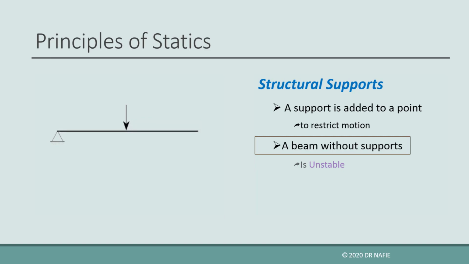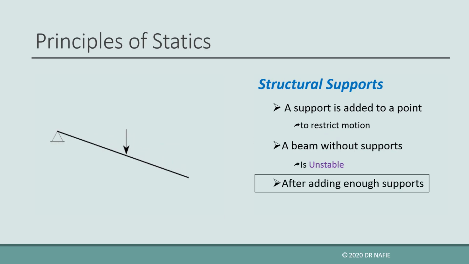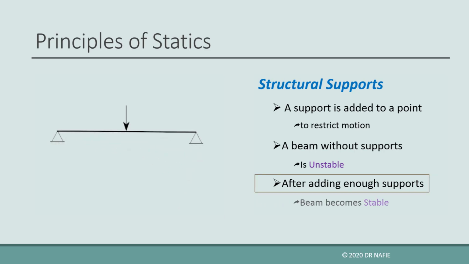When a support is added at the left end, it will prevent the movement of that end. But the beam will continue to rotate, and the right end will continue to fall until an additional support is added to the right end. At this point in time, the beam will become stable. Supports are needed to maintain stability.